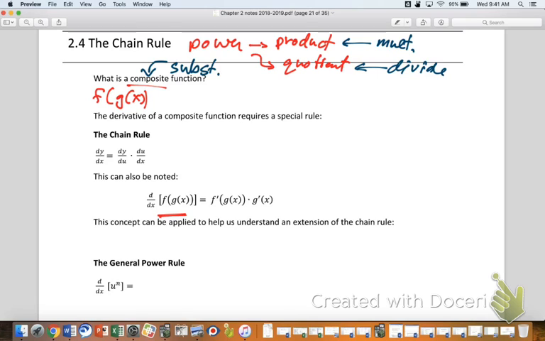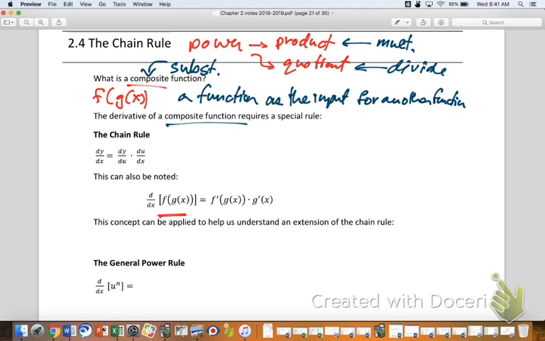So a composite function, I'll just write a few more things down here. It is a function as the input for another function. You could say, like I think we said originally, it's a function within another function. That's very true. And so if we are differentiating a composite function, we've got to use the chain rule. So this is the third, I guess you could say fourth rule if you want to count the power rule. The fourth main, really significant rule we've looked at. It's the last one in the first semester. Product rule, power rule, quotient rule, chain rule is the last one.